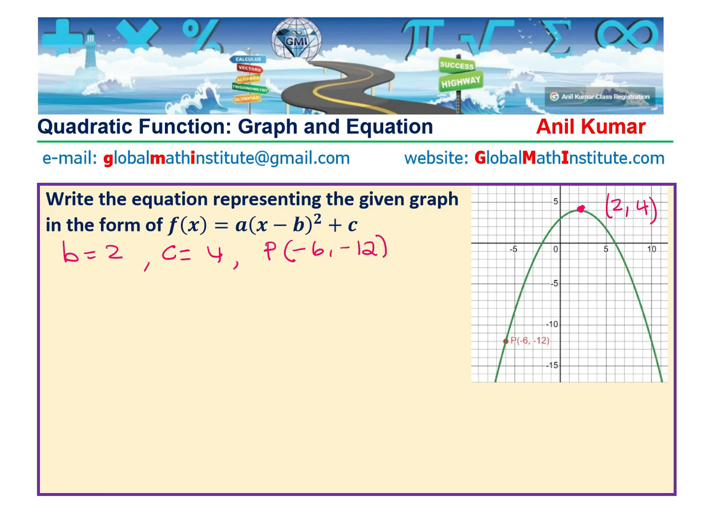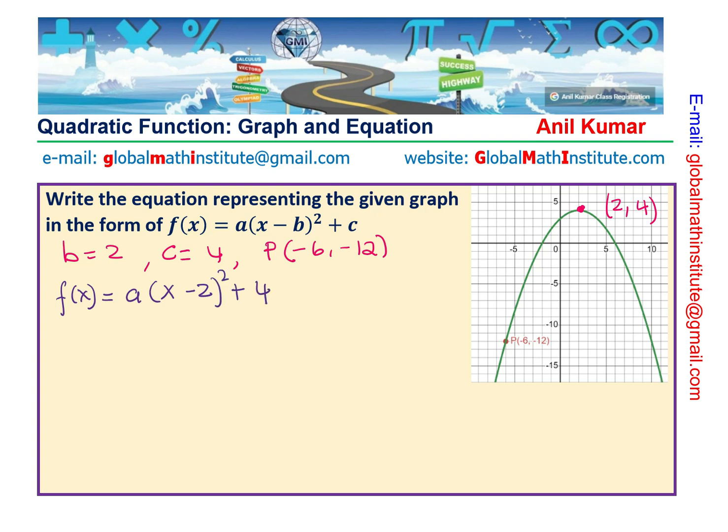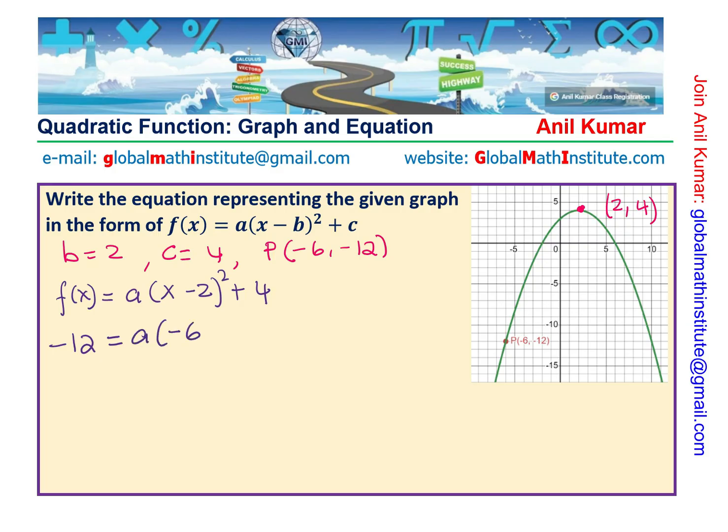Now from b and c, we can rewrite the function f of x equals to a times x minus 2 whole square plus 4. Makes sense, correct? Now substitute the point p, which is minus 6 minus 12. Minus 12 being the function output, right? And minus 6 being the x value. Okay, so minus 12 plus that 4, you can bring it here, simplify.